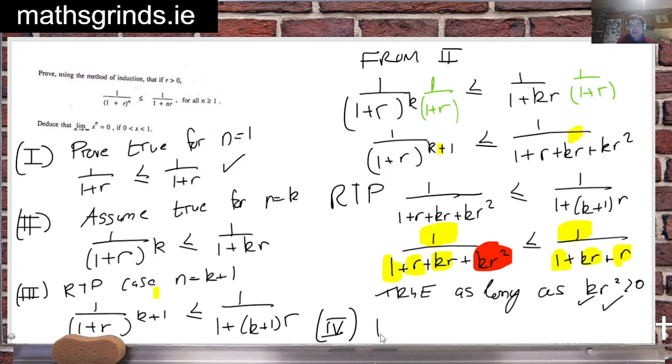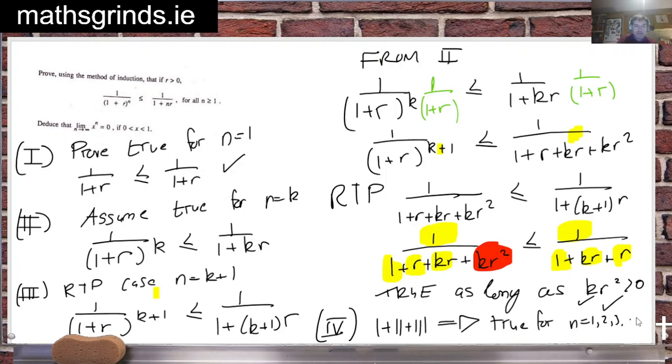So step 4, 1 plus 2 plus 3, that implies it's true for n equals 1, 2, 3, etc. So that ends the proof here.